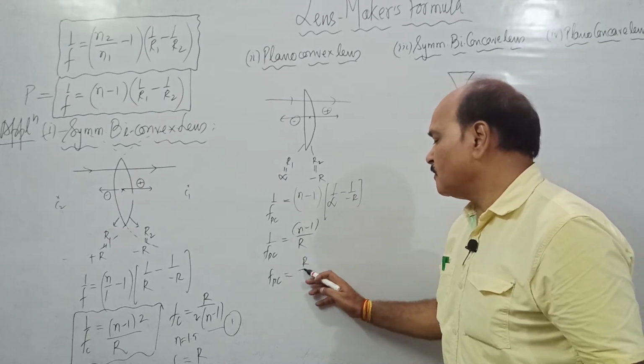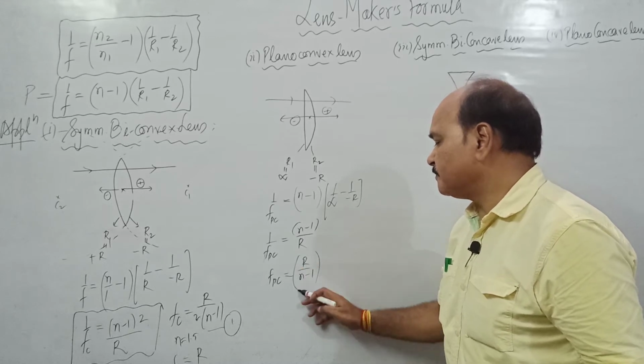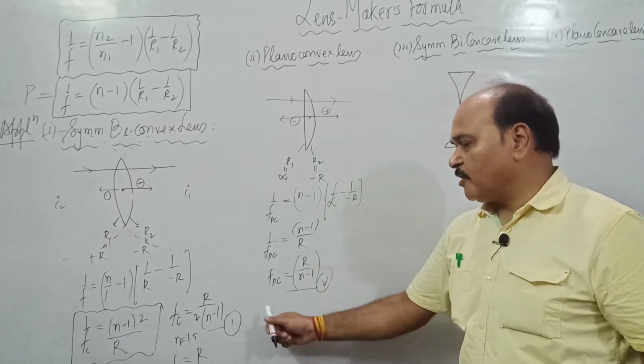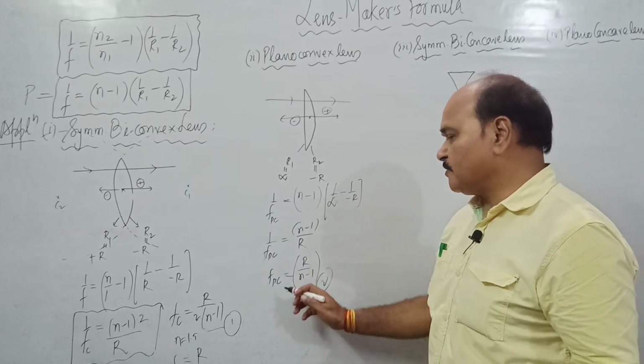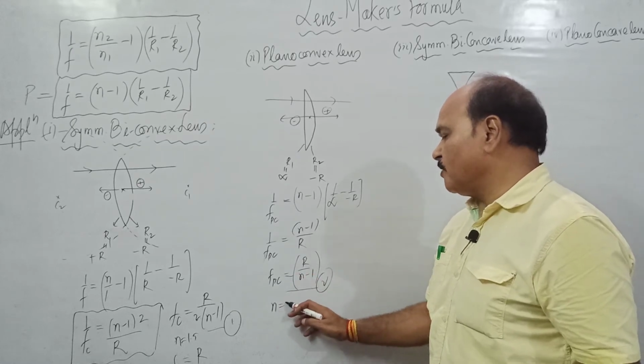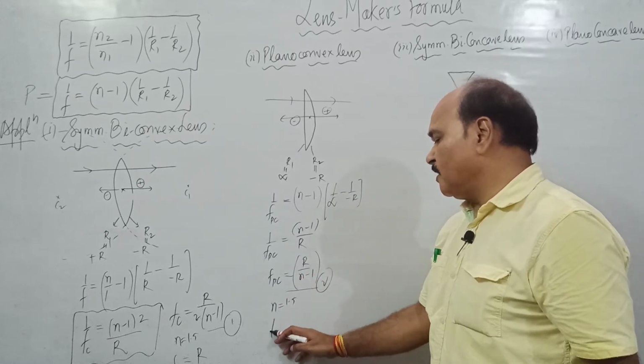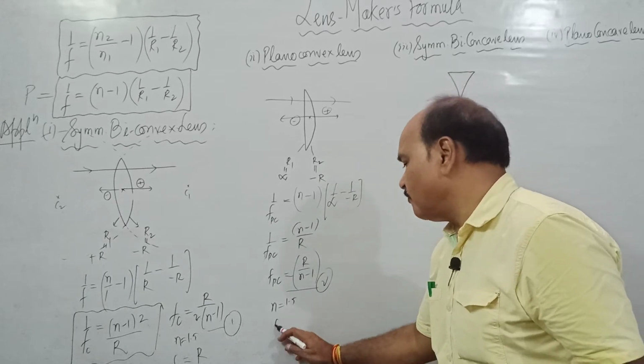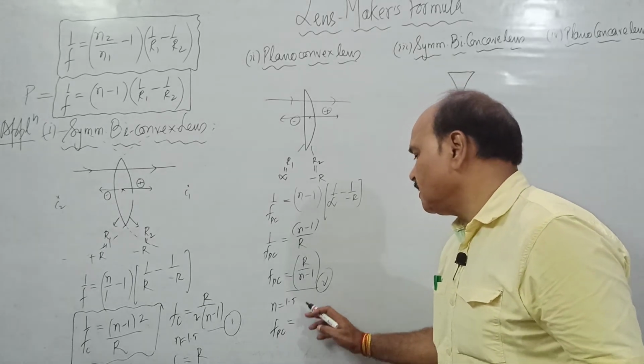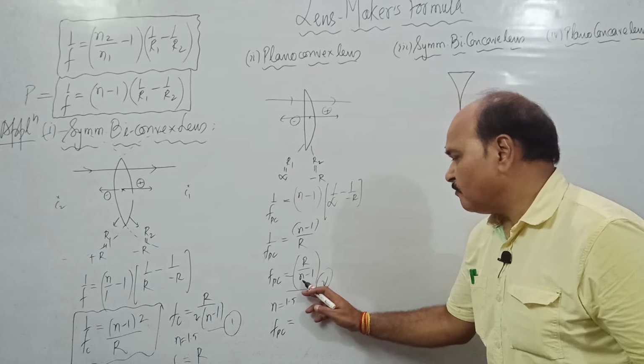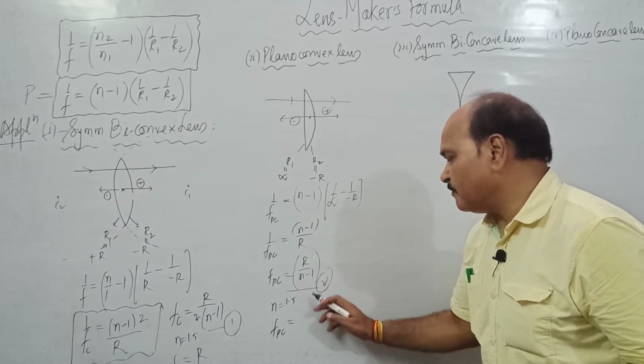R upon n minus 1. Look at equation 1 and 2. If we substitute here, if we write n is equal to 1.5, what do we get? Focal length of plano-convex lens comes out to be R upon 1.5 minus 1, which is half. That is 2R.